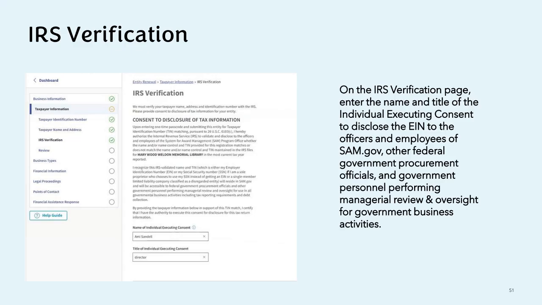For the IRS verification page, you're entering the name of the individual executing consent to disclose the EIN to employees of SAM.gov, other federal government procurement officials, and government personnel performing some kind of government business activities that might be associated with giving your library funding. So often this is the director executing this consent.